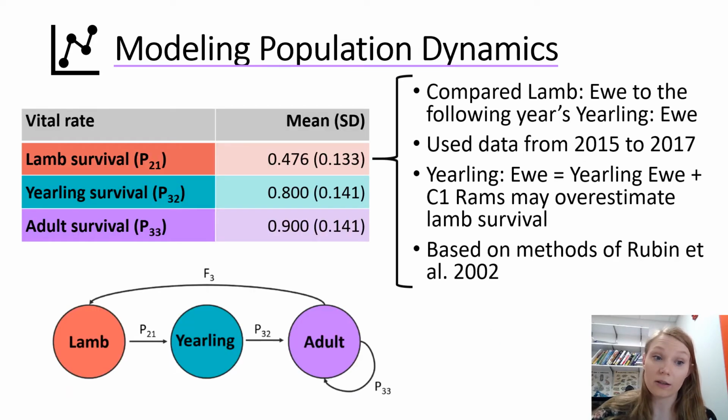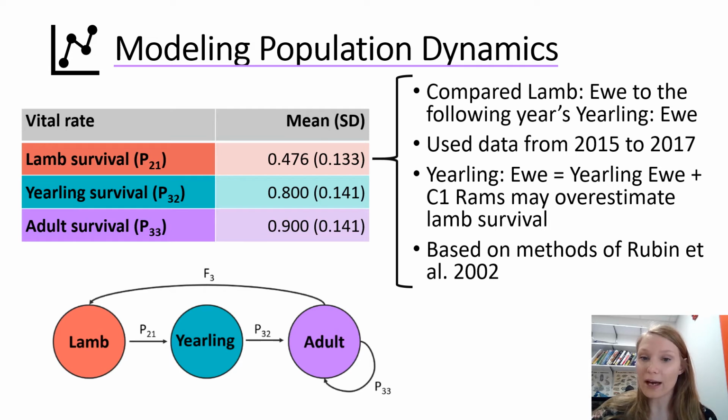We estimated the vital rates from our population using methods adapted from others, specifically Esther Rubin's paper from 2002. To estimate lamb survival, we compared the lamb to ewe ratio from one year to the following year's yearling to ewe ratio. And we used data from 2015 to 2017 because that was the only recent years where there were consecutive counts.